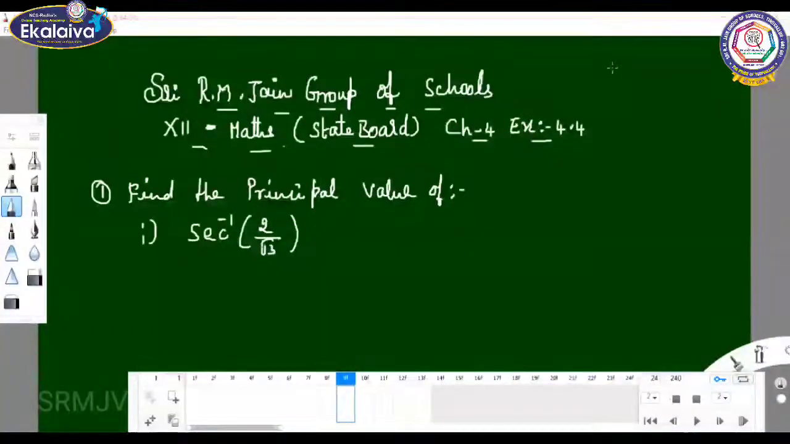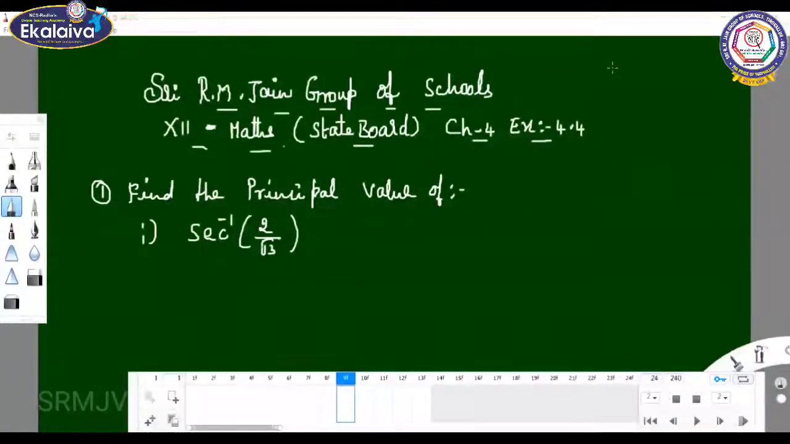See, this is 12th standard Maths State Board, chapter 4, exercise 4.4. Find the principal value of the first subdivision: secant inverse of 2 by root 3. What is the inverse of secant? Cos. Cos is the inverse of secant.